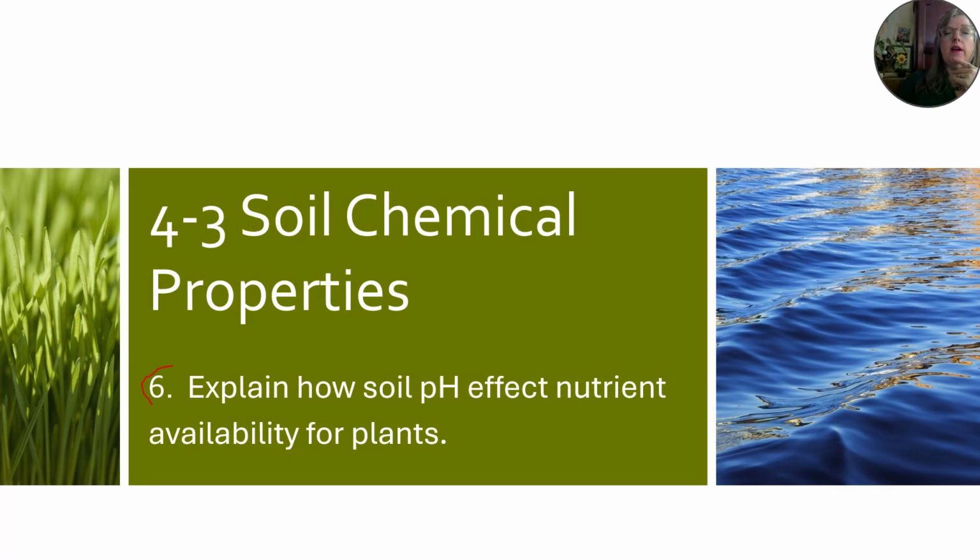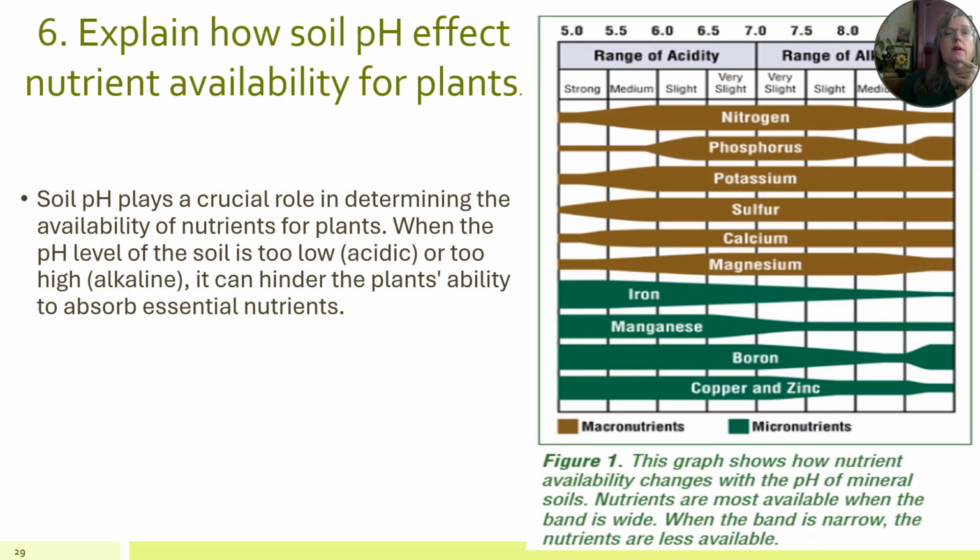The next objective is to explain some more about this pH. It's very important how it affects nutrient availability for plants. It plays a crucial role in determining the availability of nutrients to plants. When the pH of the soil is too low, meaning acidic, or too high, alkaline, it can hinder the plant's ability to absorb certain nutrients.